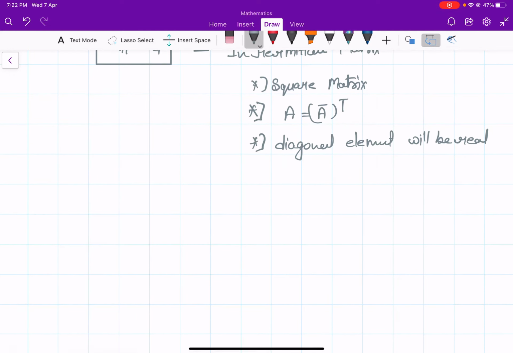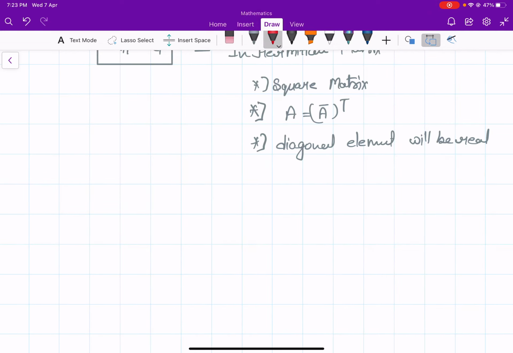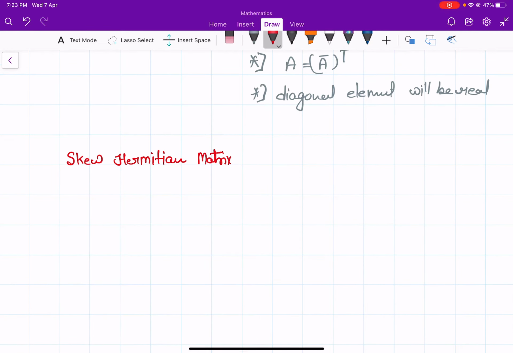Now we are moving towards the next type, that is skew Hermitian matrix. The next type is skew Hermitian matrix. So in skew Hermitian matrix, A will be a square matrix. Suppose A is a square matrix, that is Aij of order n cross n.